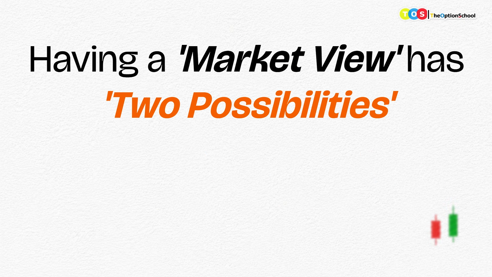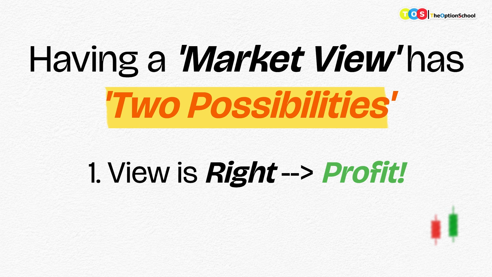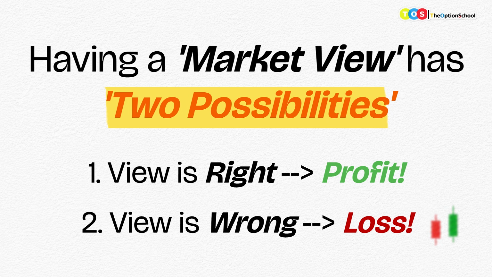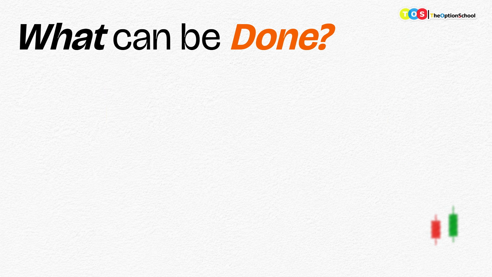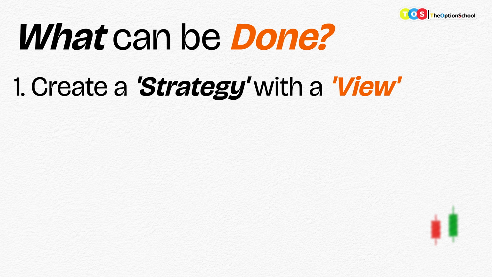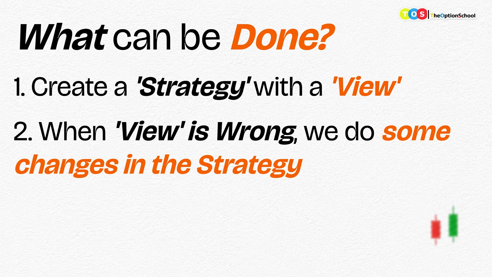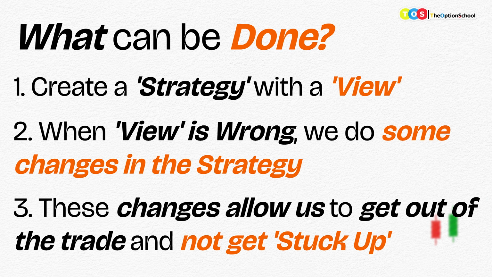Now having a view always has two things. If my view is right, it can give me very good profit, but it can definitely give me loss if my view is wrong. So what we need to do is create a strategy with a view, but then even if we are wrong, we do some small change in the standard strategy, so that even if my view is wrong, I do not get stuck up.